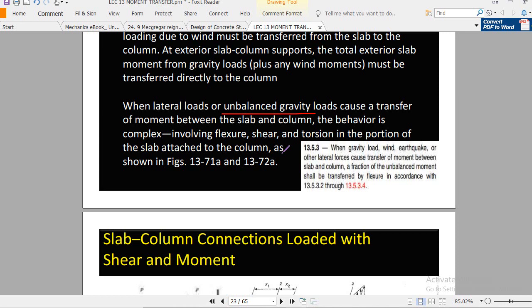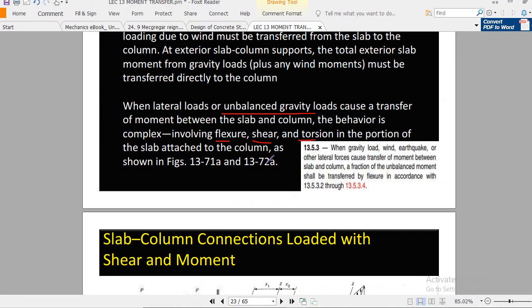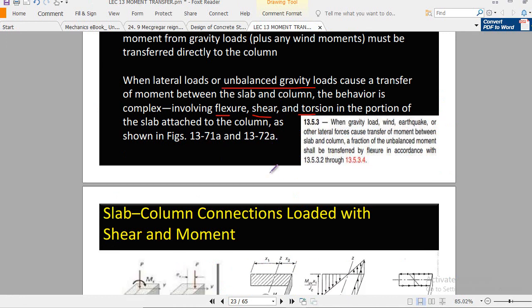If you have lateral loading and gravity loading, the analysis of the joints will become very complicated, because in that case we have flexure, shear, and torsion. A combined loading case is produced, and as I already explained, you have a combined loading case and the joints become more complicated.